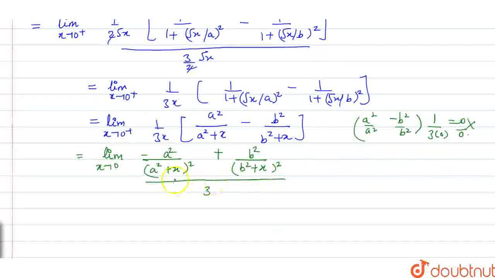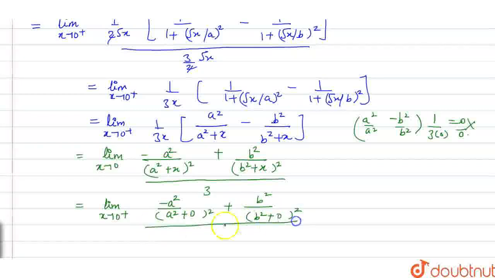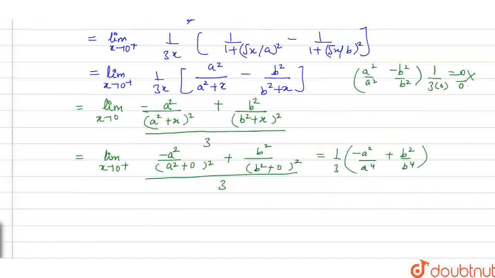So when we put the value of x equals to 0 in this equation, then we obtain limit x tending to 0 plus, this is minus a square upon a square plus 0 whole square, similarly plus b square upon b square plus 0 whole square divided by 3. So this equation finally becomes minus a square upon a to the power 4 plus b square upon b to the power 4 whole into 1 by 3. So the value of this equation is obtained as 1 upon 3 into 1 upon b square minus 1 upon a square.